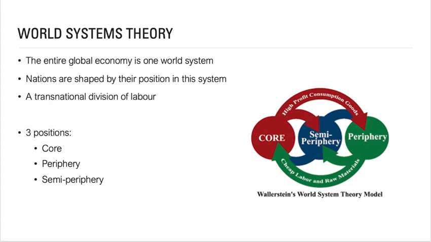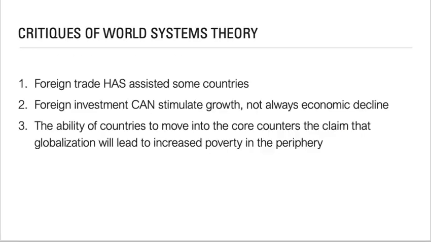But then we have these semi-periphery nations. And these are nations that are tricky to categorize because they're more developed than peripheral nations, but they're less developed than core nations. So some examples might be Brazil, and we've seen a huge shift in India's status in recent years. Now, there are some critiques of world systems theory.